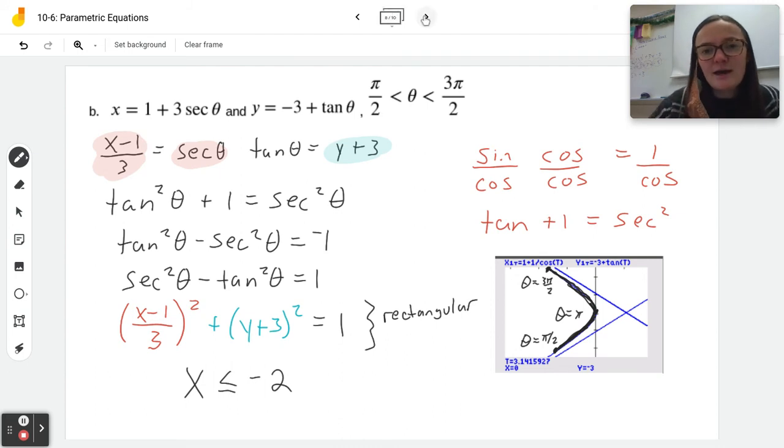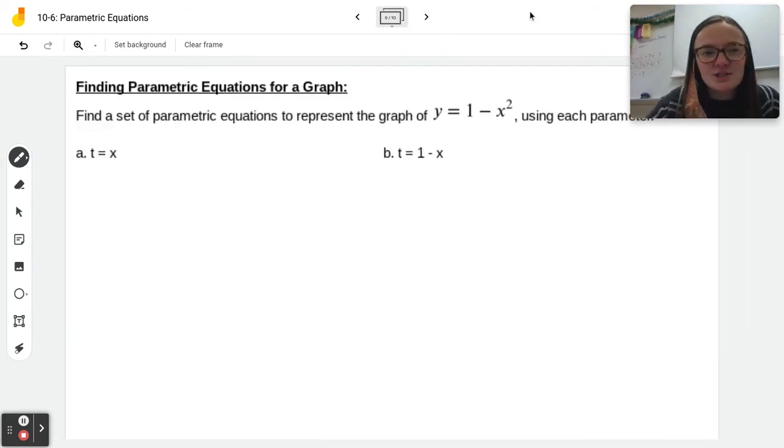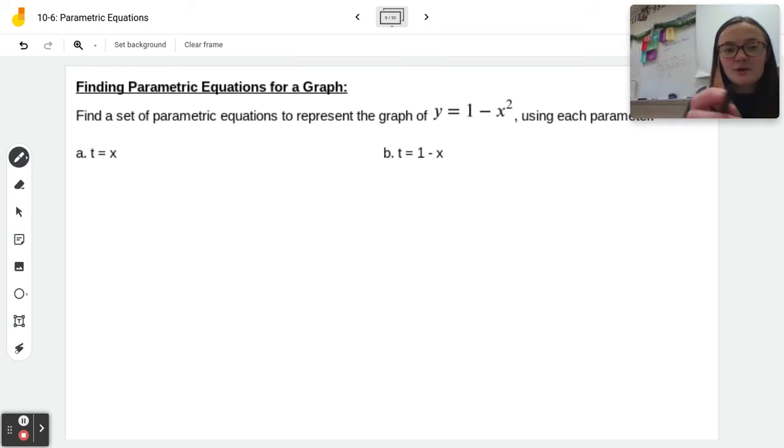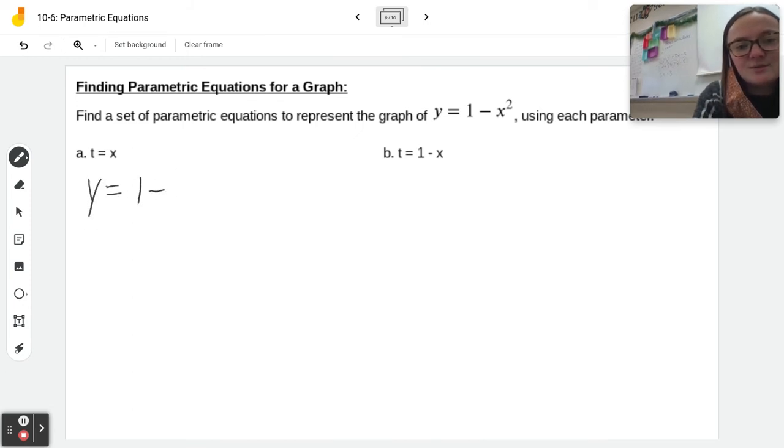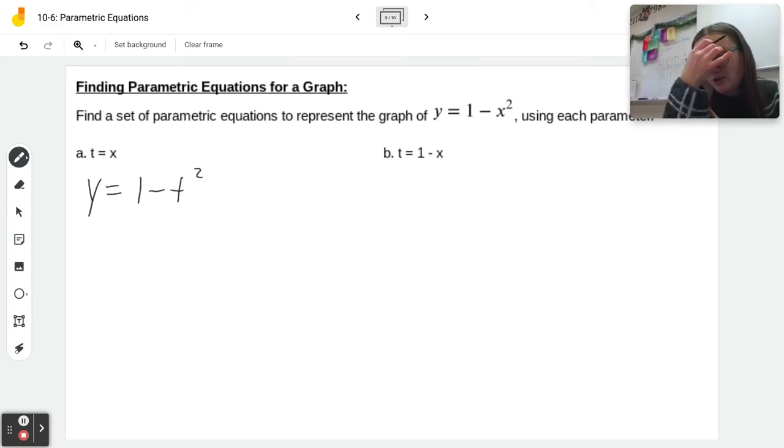Okay, all right, let's go ahead and move on to our very last section here, finding parametric equations for a graph. So I want to find a set of parametric equations to represent the graph y is equal to 1 minus x cubed using each parameter. Well, the first parameter we have here is that t is equal to x. So this is really easy. All you need to do is replace x with t. So there we go. We can replace x squared with t squared, and that is the parametric equation with the parameter t is equal to x.